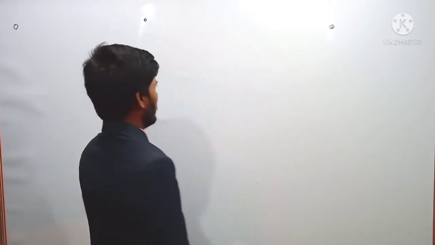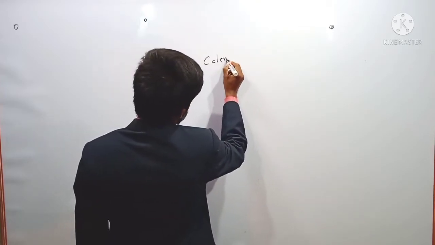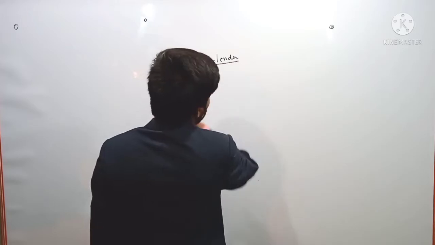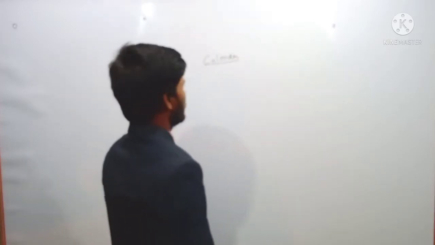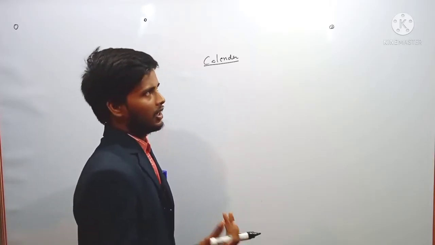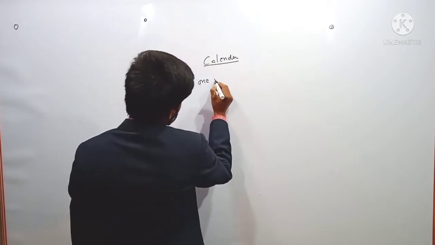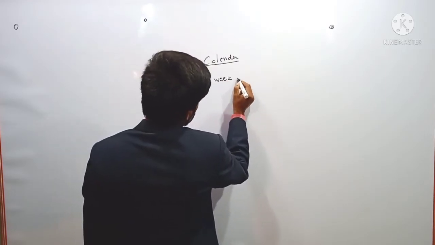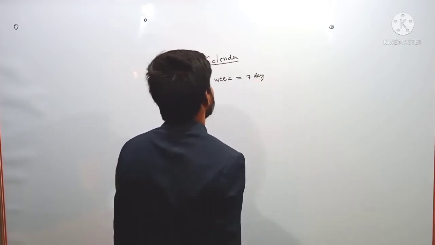So, calendar problem. How many days do we consider a week? How many days? 1 week is equal to 7 days.